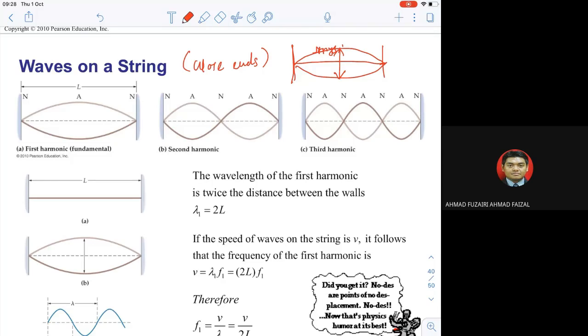We can see different patterns like the ones obtained here, figure A, figure B, and also figure C. It is not just these three, but it will be producing a lot more harmonics. This is what we call harmonics. Look at the first harmonic. The first harmonic is called the fundamental. Always remember, the first harmonic is the fundamental. So in the question, they may ask you to find the frequency for the fundamental, or specifically for the first harmonic.